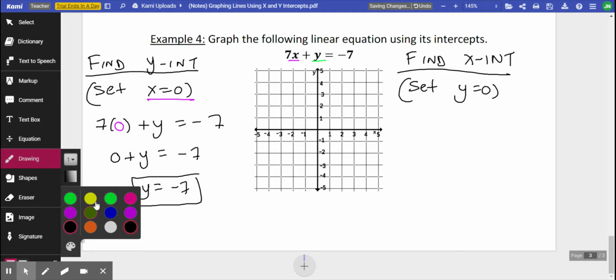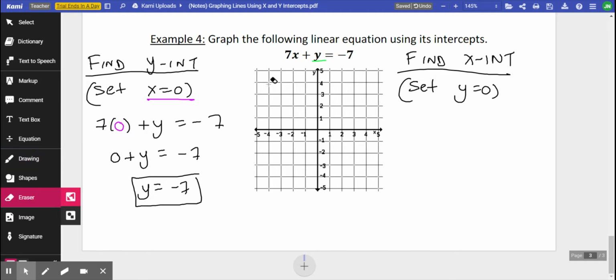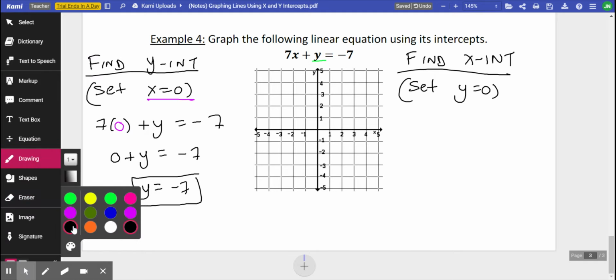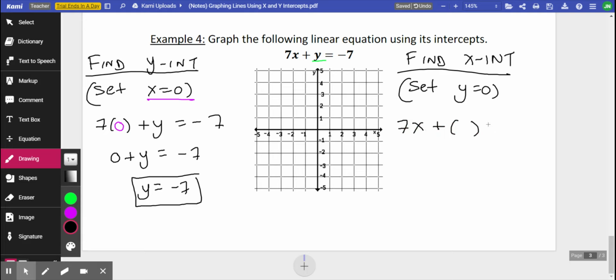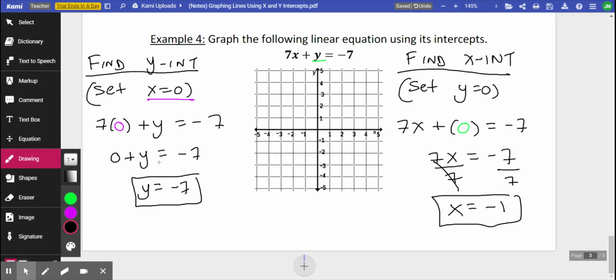On the right-hand side, we're going to be doing something very similar, but this time we're going to be setting the y to 0. Everything else will be staying the same. So we start with the 7x plus y equals -7, but instead of the y, we're going to be plugging in 0 here. The 0 goes away, so it's just 7x is equal to -7. Divide by 7 on both sides. Divide by 7, we get x is equal to -1. So then there you have it. My x-intercept is at -1, which means it is going to cross right here on the x-axis.